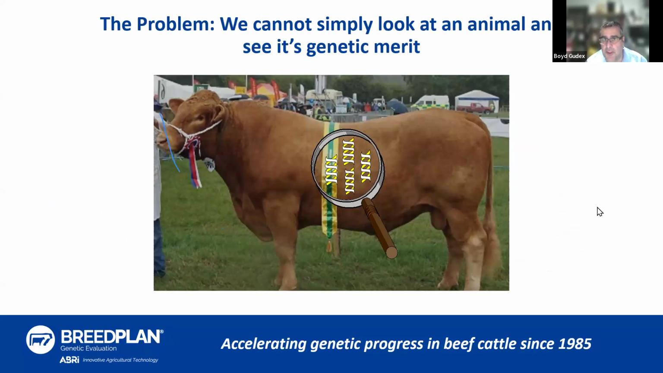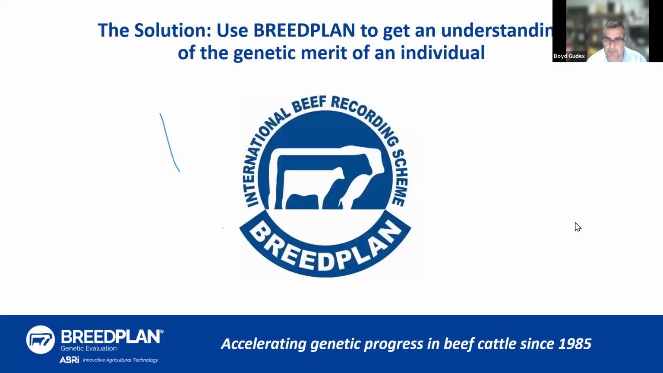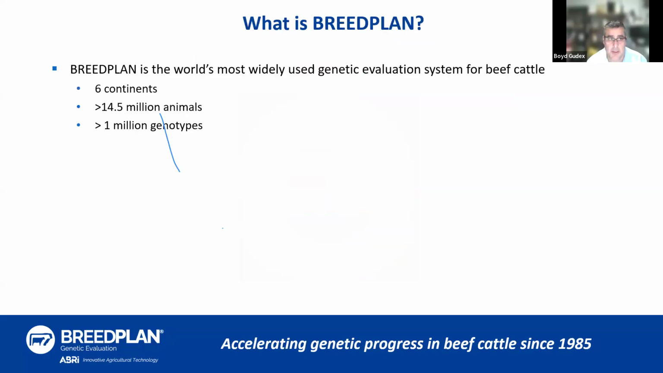So again, reinforcing, we cannot simply look at an animal and see its genetic merits, particularly for traits that are under the skin. So as a solution, we try to use a genetic evaluation like BREEDPLAN to get an understanding of the genetic merit of the individual. BREEDPLAN is the world's most widely used genetic evaluation system for beef cattle. We haven't quite got it onto Antarctica yet, but it's a bit difficult down there, unfortunately, though I do wonder about Scottish Highland with their hairy coats, whether they'd work down there.